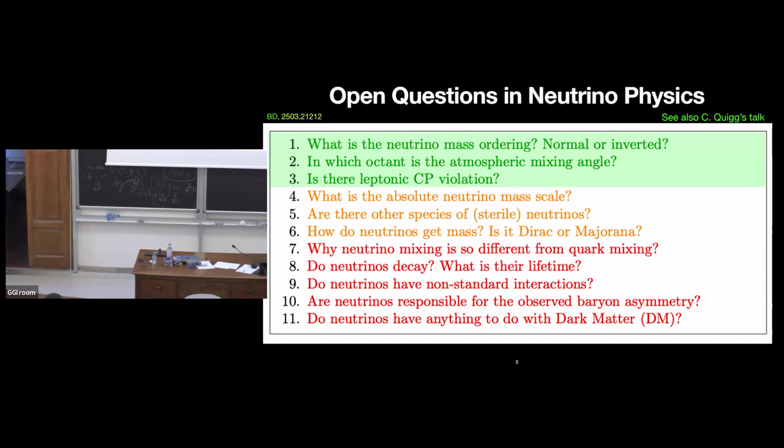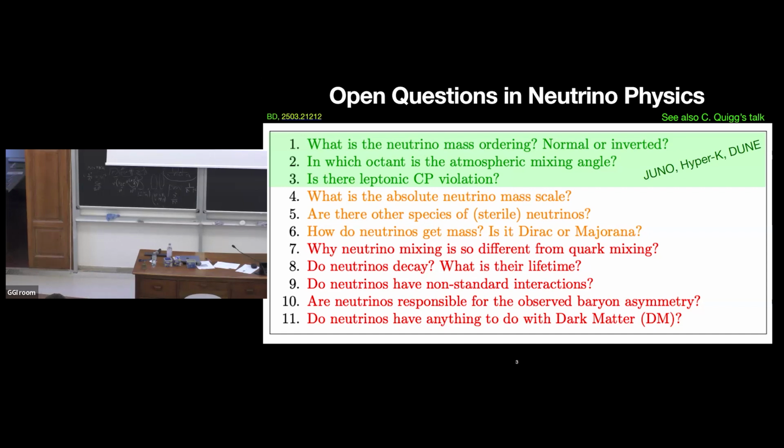What is the mass ordering, normal or inverted? And what is the octant of the atmospheric mixing angle? Is it more than 45 or less than 45 or exactly 45? And is there CP violation, either delta CP equal to 0 or non-zero? Okay. So JUNO, Hyper-K, and DUNE, combined, I think will answer these 3 questions in the next 10 to 15 years.